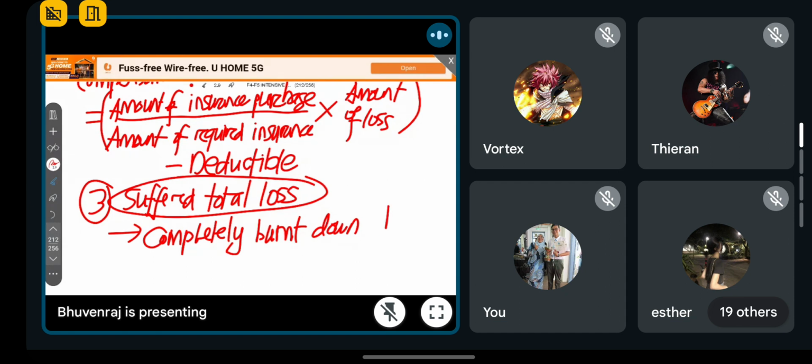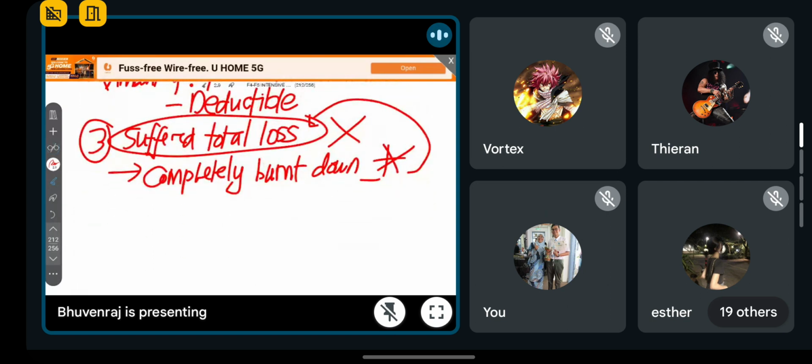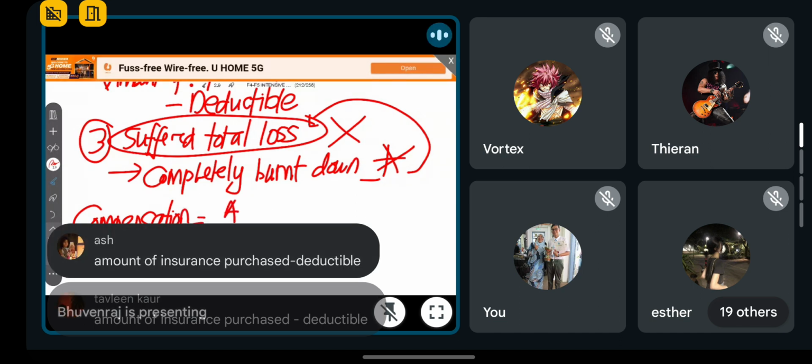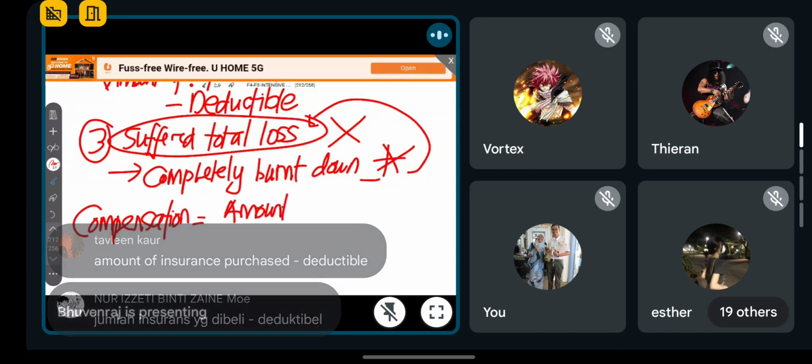Okay, so question like to say this one. Soalan tak akan cakap yang ni. Tapi kamu kena tahu, you have to know that this is related to this. Jadi kamu kena guna formula yang untuk yang nombor 3 ini. Okay, so number 3 formula, guys. Can anyone tell macam mana nak kira pampasan kat sini? How to calculate compensation? Yes, amount of insurance purchase minus deductible.